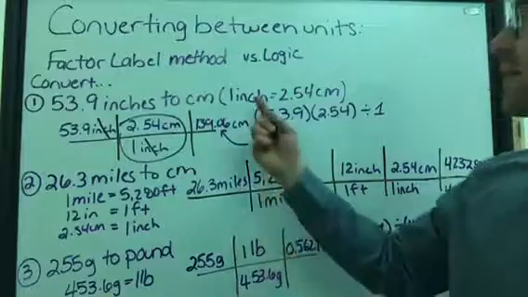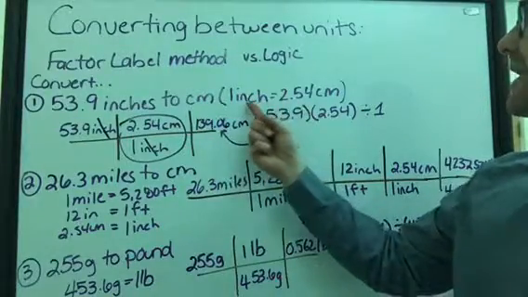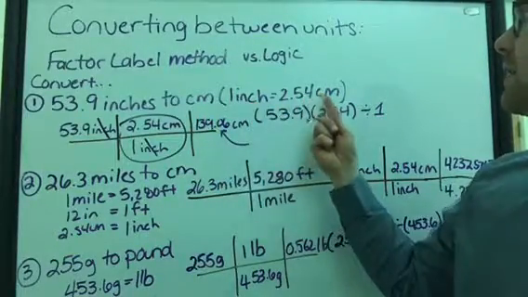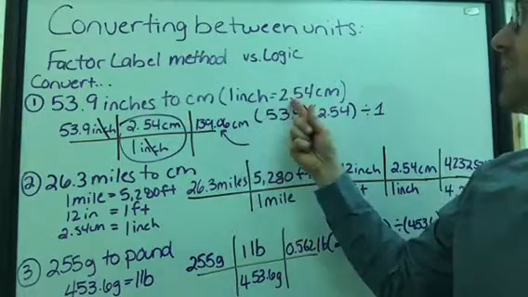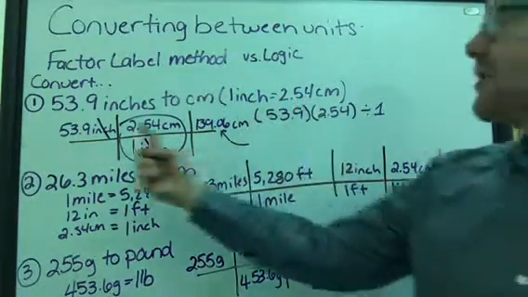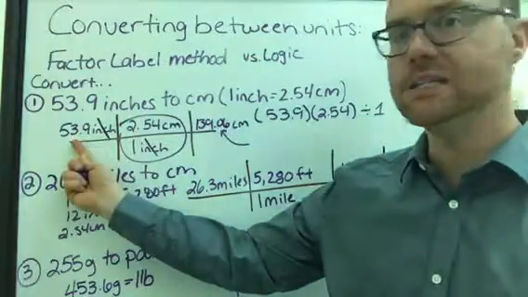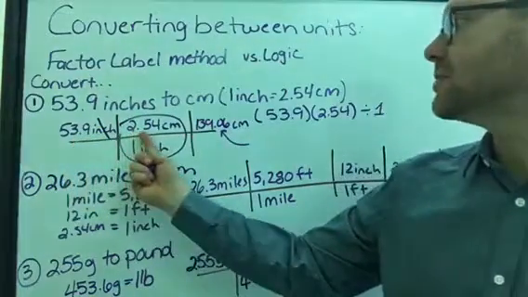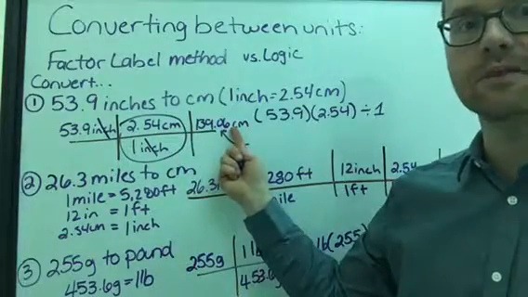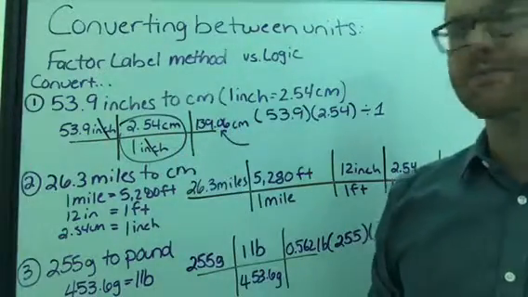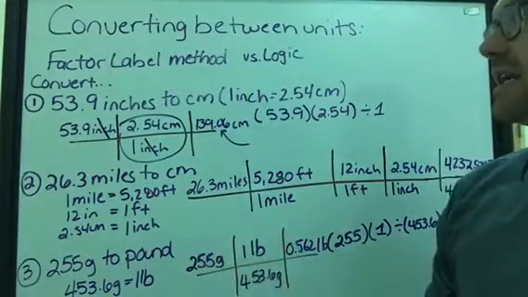And if you think about it, 1 inch is larger than 1 centimeter, so in 1 inch there's 2.54 centimeters. So if I have 53.9 inches, I need to multiply to figure out that there's going to be more centimeters than there would be inches. All right, let's take a look at the next one.